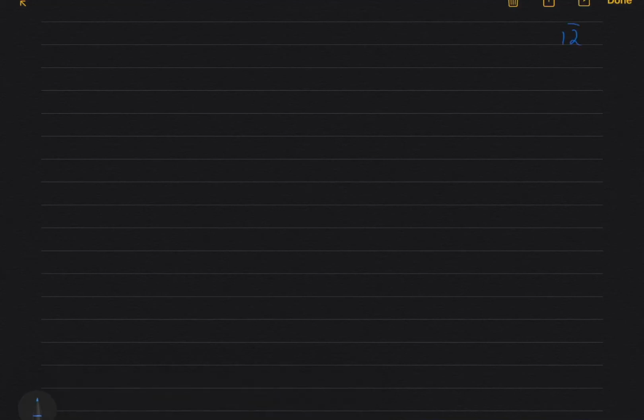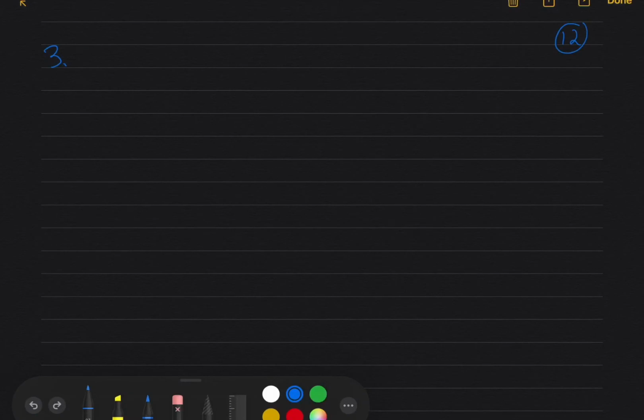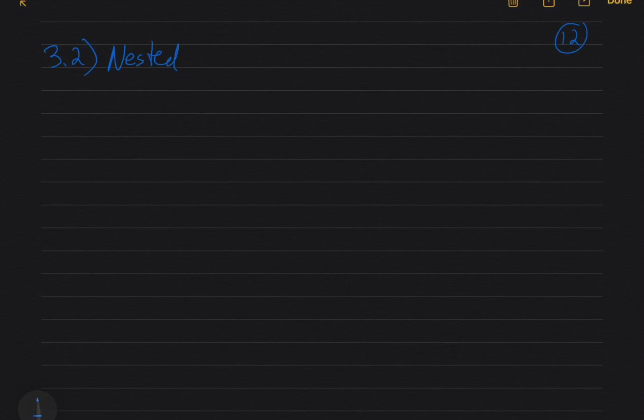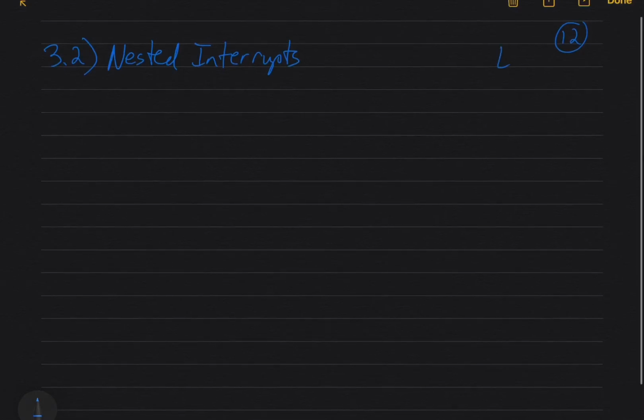This is page 12 of the I/O notes, section 3.2, and it is nested interrupts. I mentioned this briefly when I was talking about the interrupt or the exception handling mechanism.